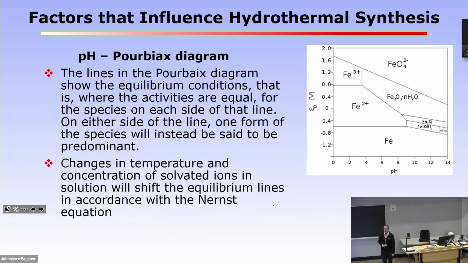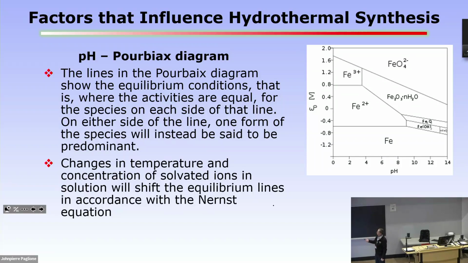You can look at the lines in the Pourbaix diagram, and I realize this is simplistic, but it's fine. You have vertical lines, and they separate different species, but in the same oxidation state. And you have horizontal and slanted lines, and they separate different oxidation states. So if you cross a slanted line or horizontal line, you're going to tend to favor the stabilization of a different oxidation state.